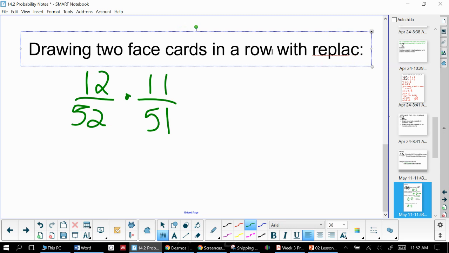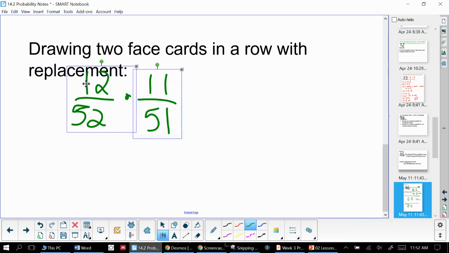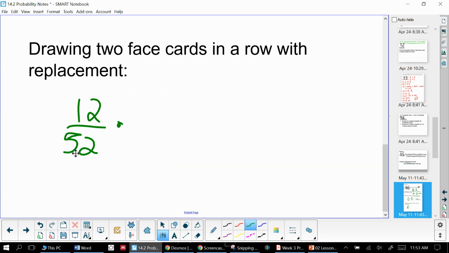If I just change this, drawing 2 face cards in a row with replacement. Now that means that I'm putting that face card back into the deck after I draw it. So my first one's the same. I have a 12 out of 52 chance. I've drawn my face card, but now I'm going to put it back in the deck. And the difference there is that for the second face card, I now have the exact same probability of drawing a face card again. So I put that one back. There's still 52 cards. There's still 12 face cards.